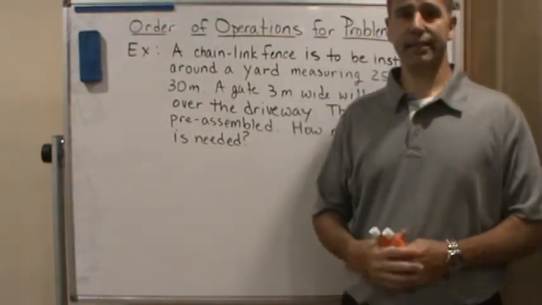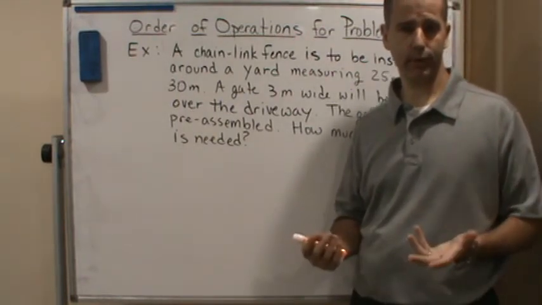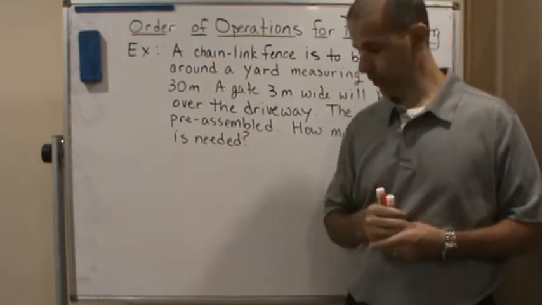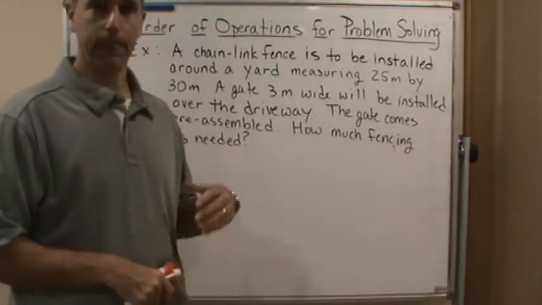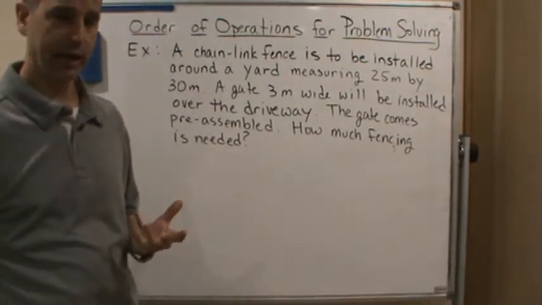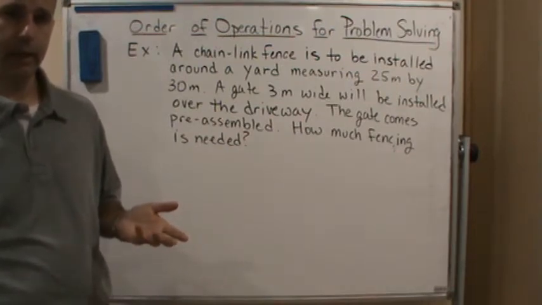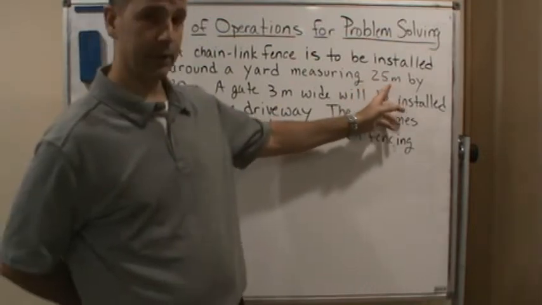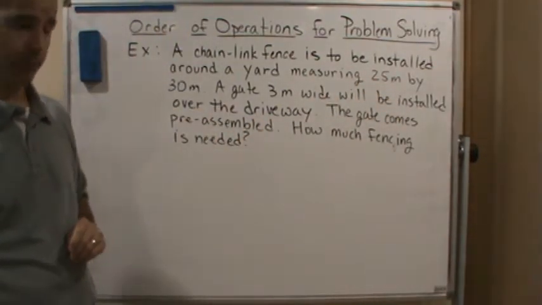Okay, so in this example, another word problem, we're going to see how we can write the formula to solve this problem. In this problem, we have fencing. They want to install a chain link fence around a yard. The yard measures 25 meters by 30 meters, so it's a rectangular yard.